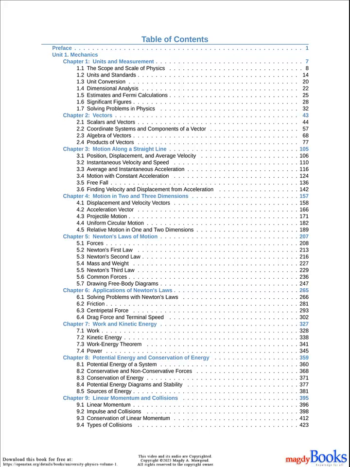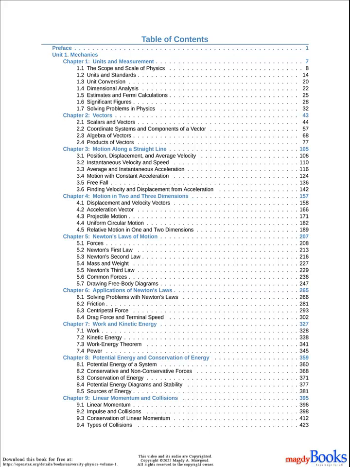Chapter 7. Work and kinetic energy. 7.1. Work. 7.2. Kinetic energy. 7.3. Work energy theorem. 7.4. Power.